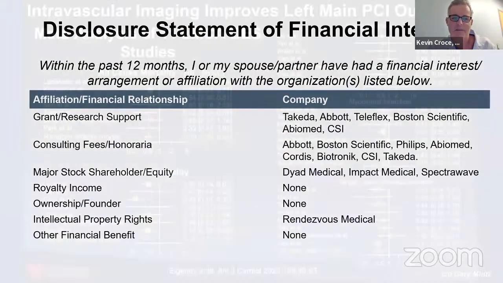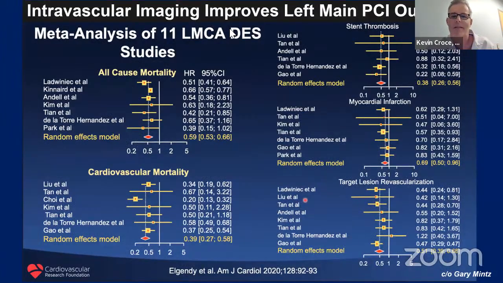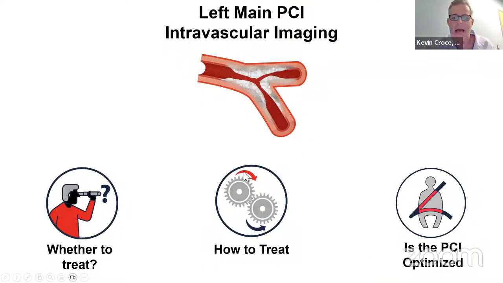These are my disclosures. I think it's not lost on this audience that left main PCI should be supported by intravascular imaging. This is a meta-analysis which demonstrates that lots of important things that we care about, like cardiovascular mortality and all-cause mortality, are better when left main PCI is image guided. And so I think it's one place in current practice where doing a PCI without image guidance seems unconscionable. Thinking about the benefit of left main PCI, it's not just enough to do it. You really have to do it in a goal-directed manner.